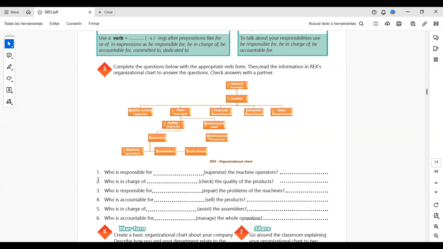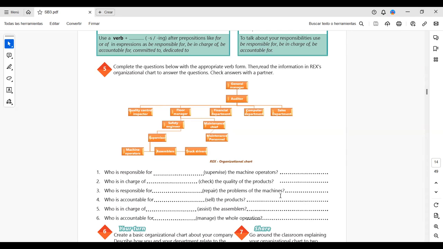Then yeah. Number two, what is the correct form to say the equation? Who is in charge of checking the quality of the product? That's it, okay? Who is in charge of? And after that preposition, we are going to have -ing, checking the quality of the products. Okay? Who is in charge of checking the quality of the product?